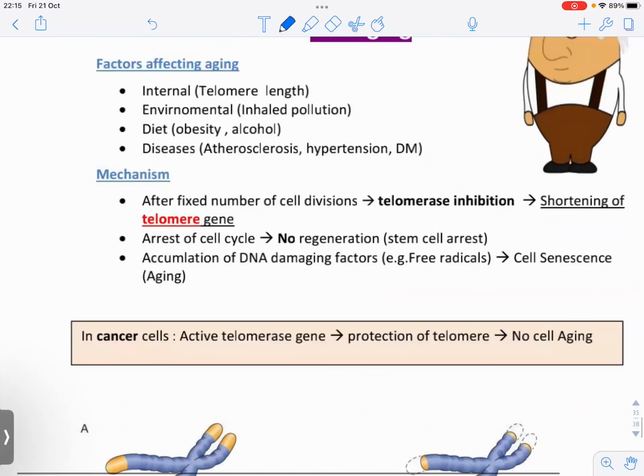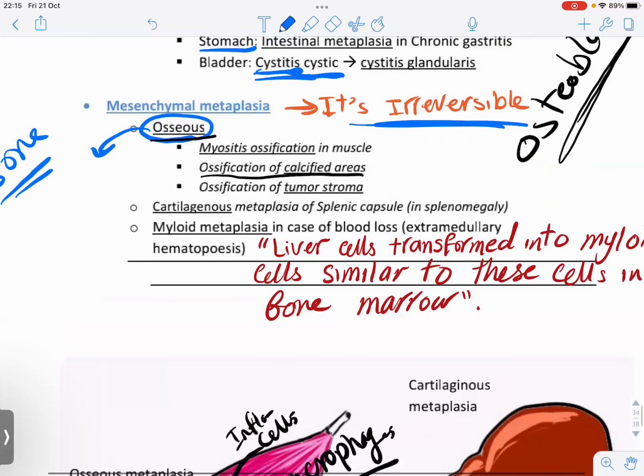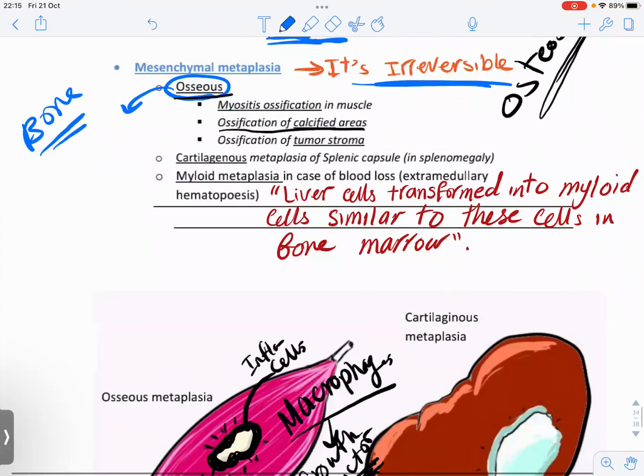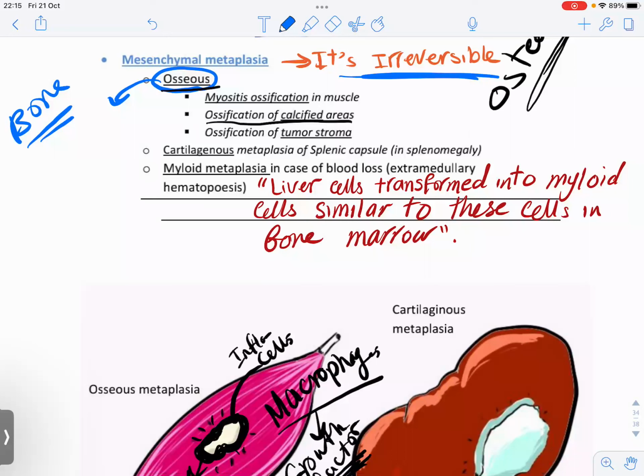So mesenchymal or connective tissue metaplasia, the first type, osseous metaplasia, is formation of bone from some connective tissue, like myositis ossificans in muscle, ossification of calcified area, ossification of tumor stroma. Second type of mesenchymal metaplasia, it's called cartilaginous metaplasia. So some connective tissue will transform into cartilage tissue.